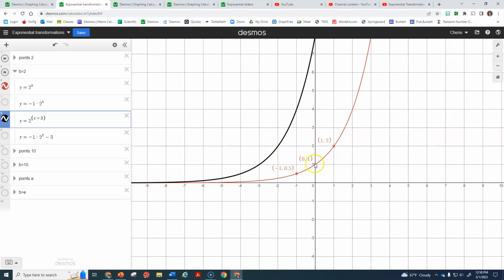This graph right here shifted from (0, 1), it shifted 3 units to the left. This graph right here shifted 3 units to the left. And so now it's at (-4, 1/2). Okay, what did we do to each one of the x values? We subtracted 3 from it. You say 1 minus 3, you end up at -2. You say 0 minus 3, you end up at -3. You say -1 minus 3, you end up at -4.